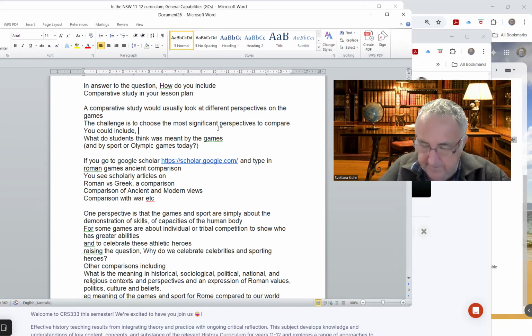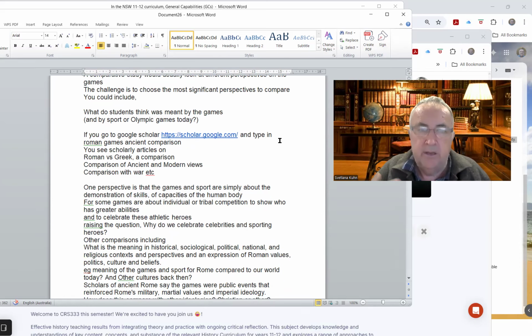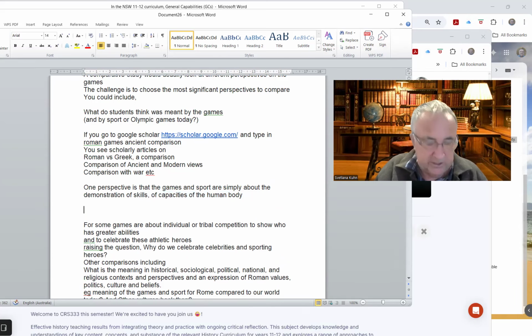So if you're looking at the Roman games, for example, you could think about, what do students think is meant by games? And we today, when we think of Olympic Games or a sport, may think of competition, or we may think of celebrating skills or the capacities of the human body, or we may think of celebrating the region in which we live. And so it might be one state versus another, or one country versus another. And this, of course, raises a number of ethical questions about them and us.